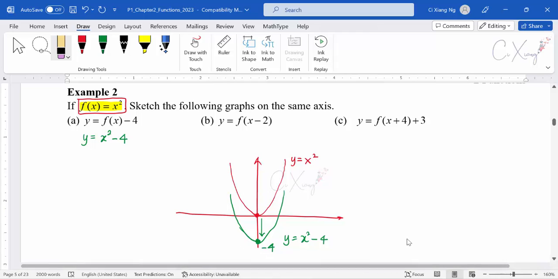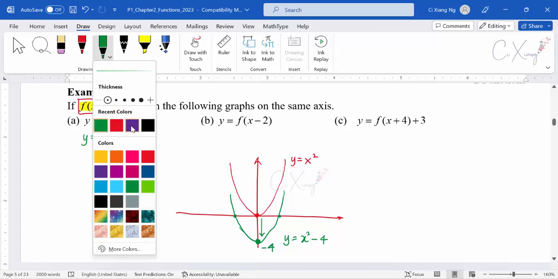Okay, so this is what you can see from what we have here. We are moving the red graph 4 units downward to become the green graph. Then of course, if the question requests, you can further investigate and see what the x coordinate or x intercept is for this particular curve if you want. All right. Okay, then next one, part B.